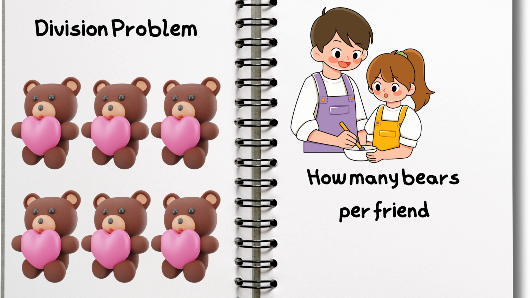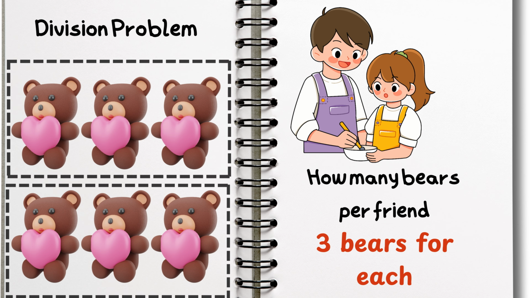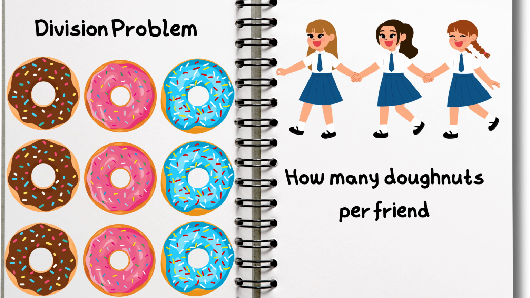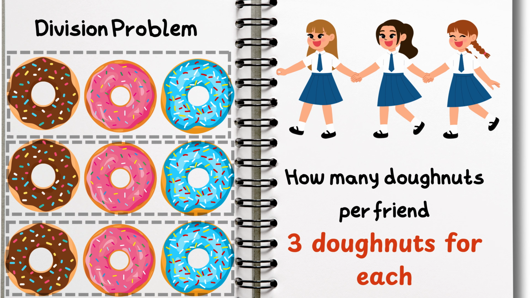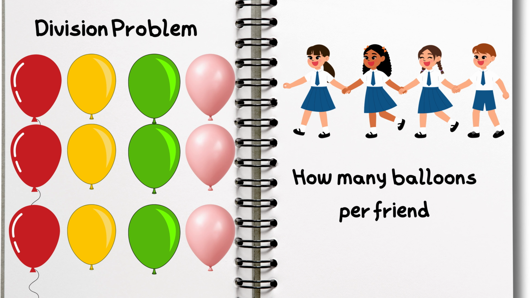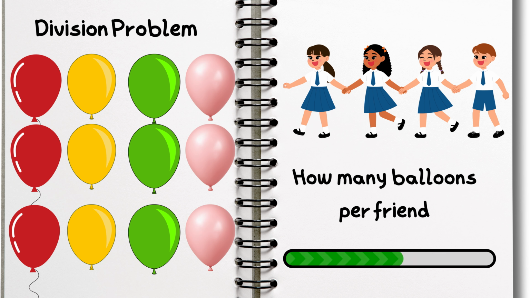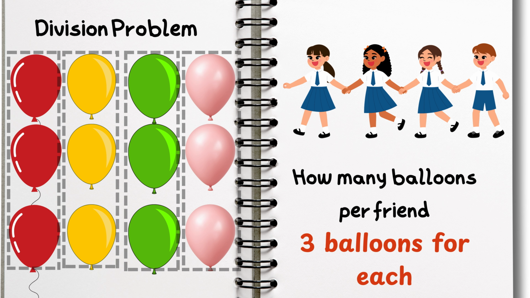6 teddy bears, 2 friends. How many bears per friend? Three each. Next, 9 donuts, 3 friends. Three each again. 12 balloons, 4 kids. Three each. You're crushing it.